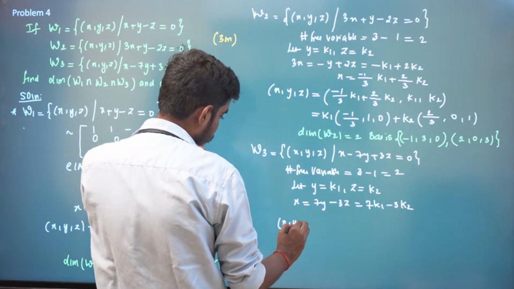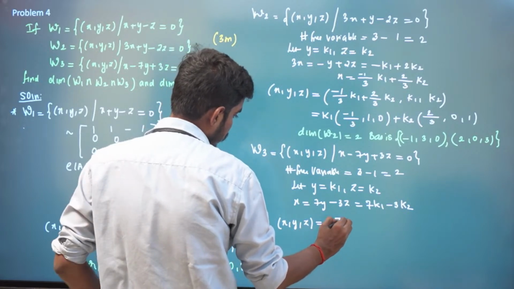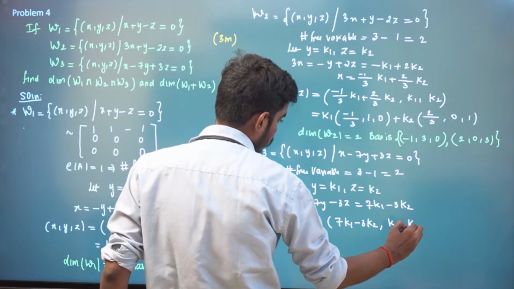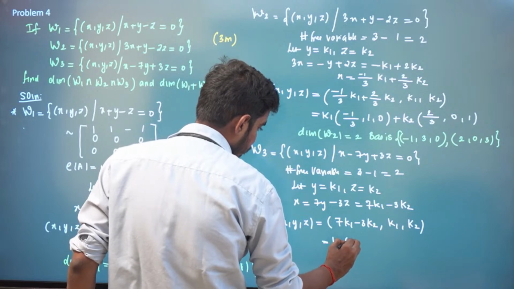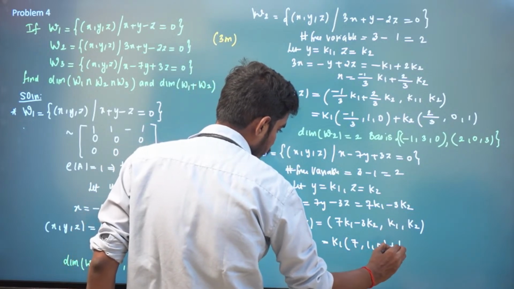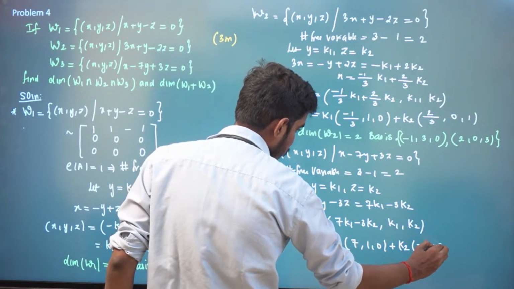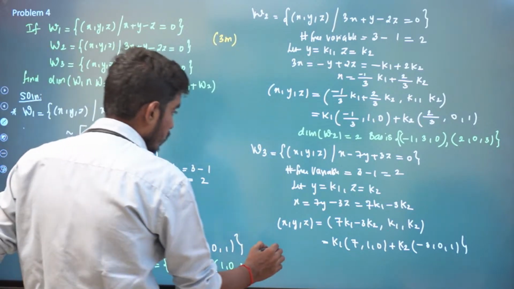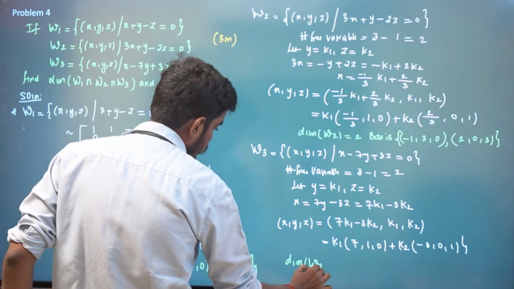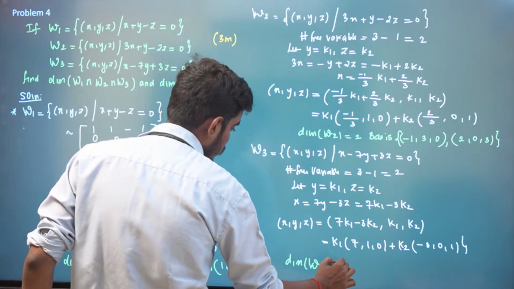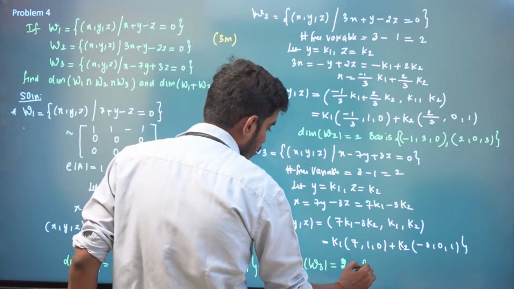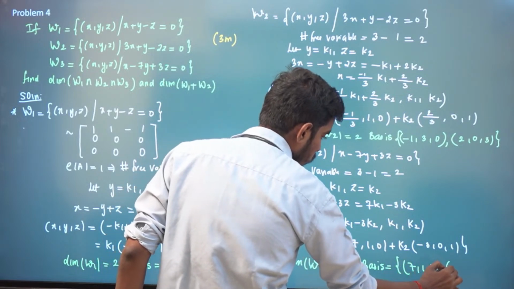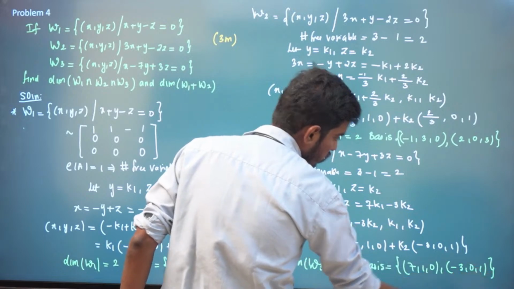So our solution x comma y comma z is given by 7k1 minus 3k2, and then k1 comma k2. So k1 times 7 comma 1 comma 0, k2 times minus 3 comma 0 comma 1. So again the dimension of W2 is 2, and the dimension of W3 is 2 again, and one of the bases is given by 7 comma 1 comma 0 and minus 3 comma 0 comma 1, right?